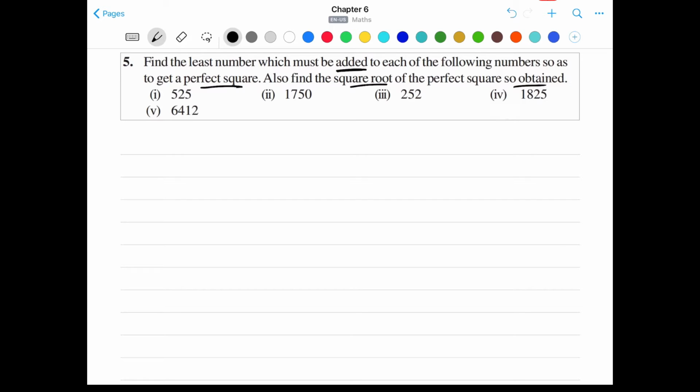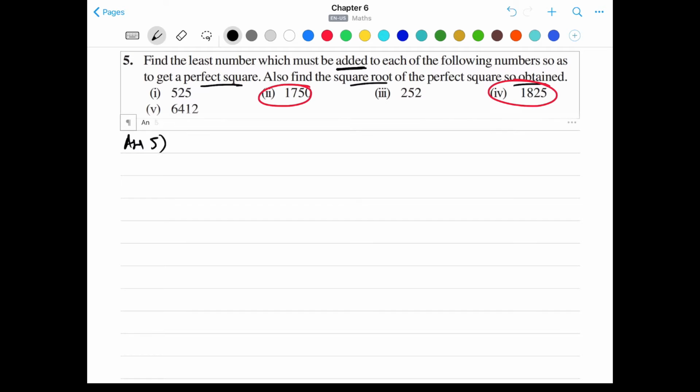Both the questions are similar. In question number 4 we were asked what needs to be subtracted, while here we are asked what should be added to make it a perfect square number. I will do two parts of this question, the second and fourth. The remaining three will be done by you. Let's start answer number 5, part second. We have the number 1750.